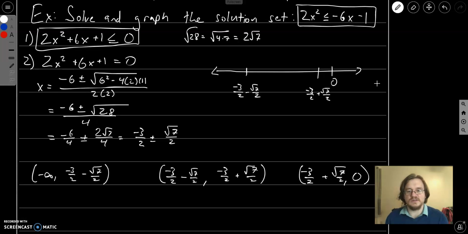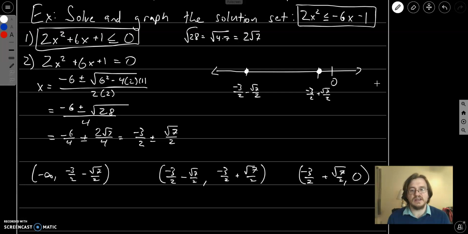the simplest way to do this is to divide the domain up into different regions, and those regions are going to be separated by the solutions to when our polynomial is equal to 0. So we found that the roots of this polynomial were not very nice to look at, but negative 3 halves minus square root of 7 over 2, and negative 3 halves plus the square root of 7 over 2. So what we need to do now is test a point in each one of these regions.